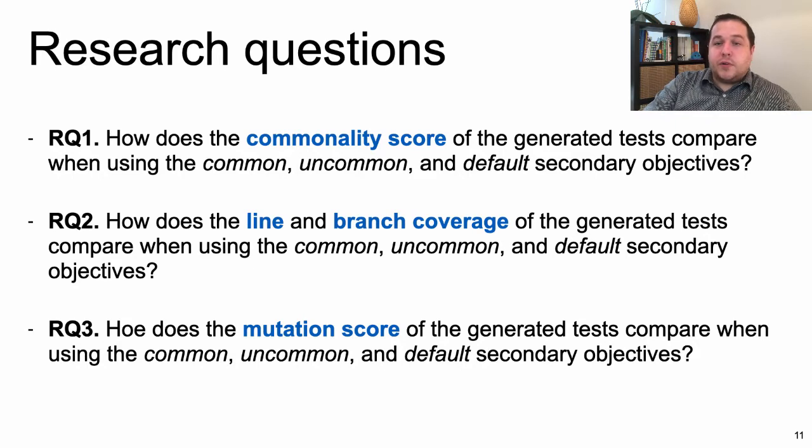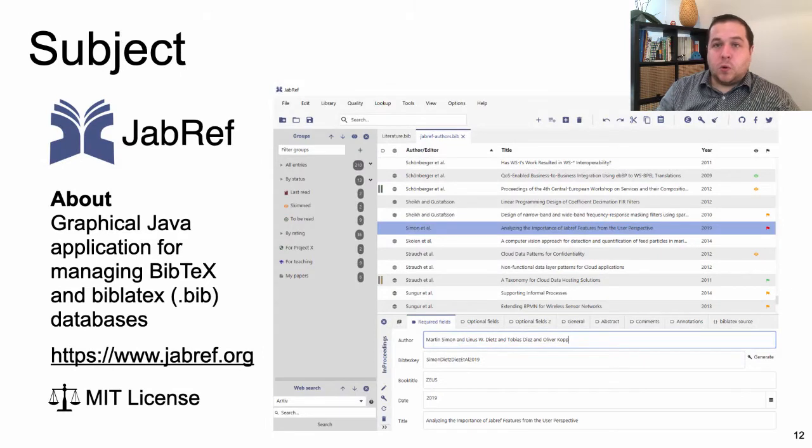For evaluation, we consider one system under test called JabRef. JabRef is a graphical Java application for managing BibTeX and BibLaTeX databases. It's open source, the source code is available, and so we used it in our evaluation.